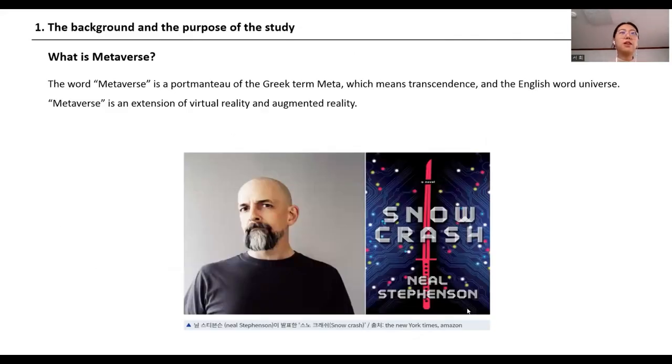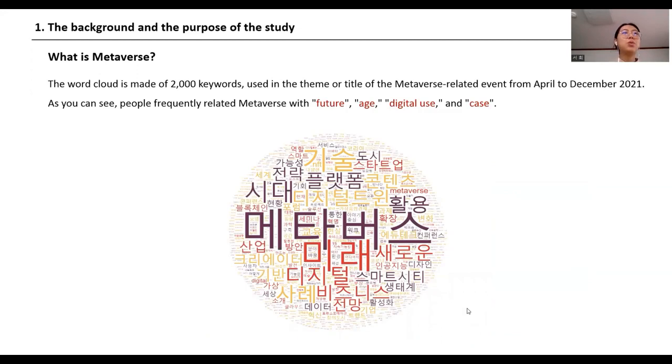For the background and the purpose of study, I'd like to give an explanation of the word metaverse. The word metaverse is a portmanteau of the Greek term meta, which means transcendence, and the English word universe. Metaverse is an extension of virtual reality and augmented reality. As you can see, the word cloud is made of 2,000 keywords used in the theme or title of metaverse related events from April to December 2021. As we can see, people frequently related the metaverse with future, age, digital use, and case.